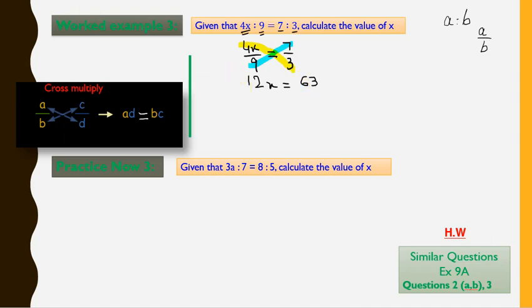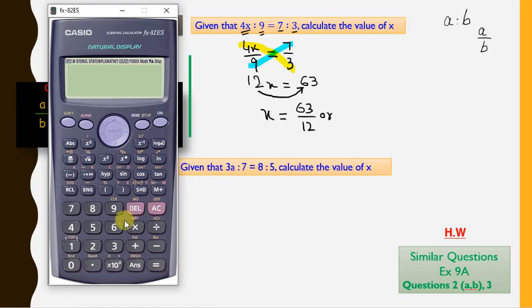Now 12 is multiplying over here, and when we shift it to the other side, it will divide. So x equals to 63 upon 12, or you will divide it and let's see what will be the answer. 63 divided by 12, and we have 21 upon 4. And when you solve it by pressing the shift key and this key, you will have the answer. So you will have 5 whole 1 by 4.